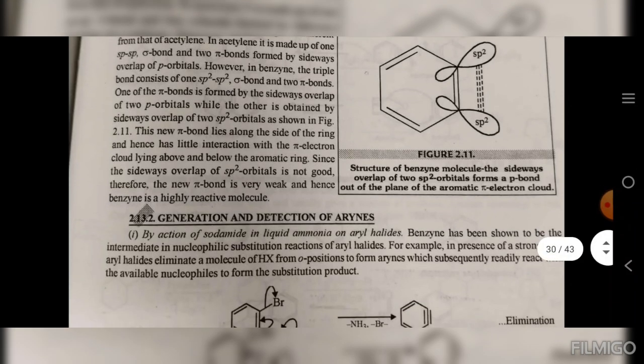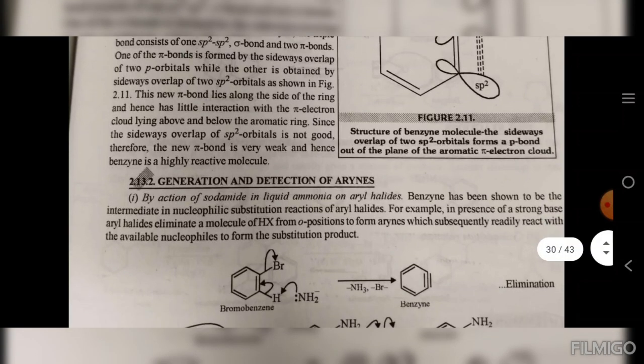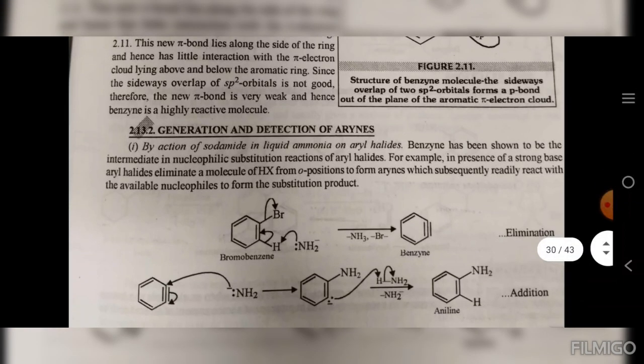This new pi bond lies along the side of the ring and hence has little interaction with the pi electron cloud lying above and below the aromatic ring, since the sideways overlap of sp2 orbitals is not good. Therefore, the new pi bond is very weak and hence benzyne is a highly reactive molecule. Structure of benzyne molecule. The sideways overlap of two sp2 orbitals forms a pi bond out of the plane of the aromatic pi electron cloud.